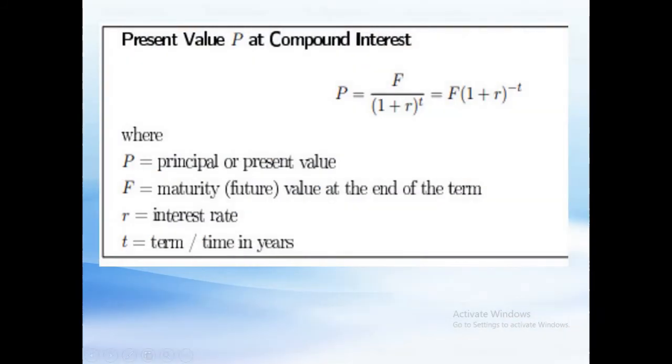Let's have the present value P at compound interest formula. So P, or the principal, is equal to F over 1 plus R to the power of T. That is equal to F multiplied by 1 plus R to the power of negative T, where P is the principal or present value, F is the maturity or future value at the end of the term, R is the interest rate, and T is the term or time in years.